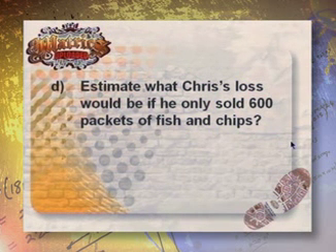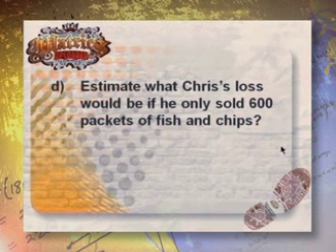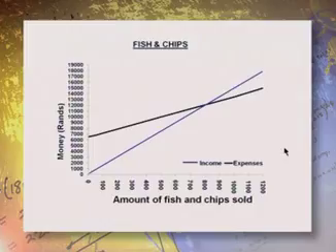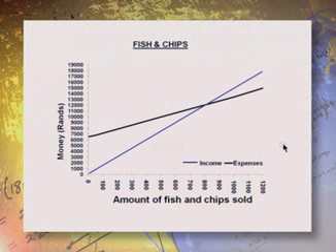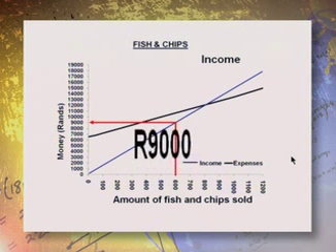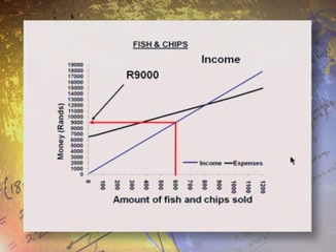Estimate what Chris's loss would be if he only sold 600 packets of fish and chips. He's going to lose now. The first thing we've got to do is use the graphs. We're going to go to 600 and read off his income and his expenses. Remember, break even is 800. If you look at the income, we go from 600 across, and he made 9,000 Rand of income there.